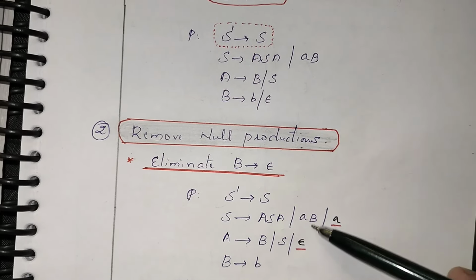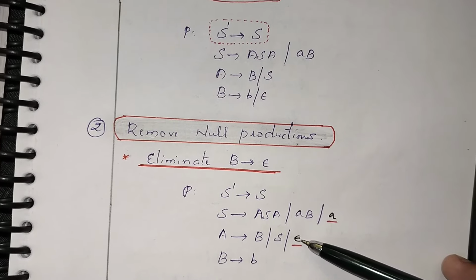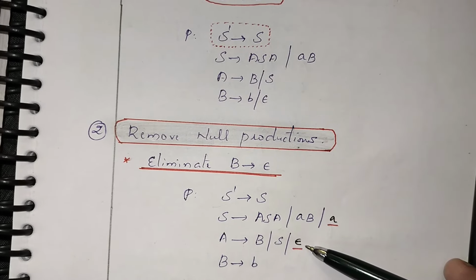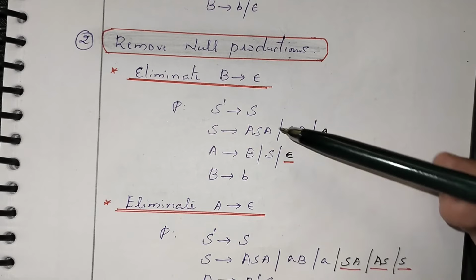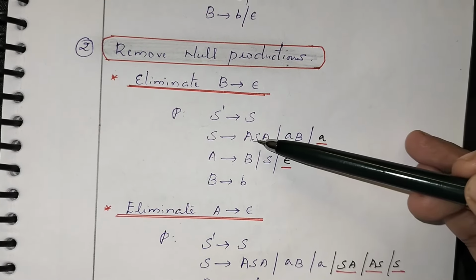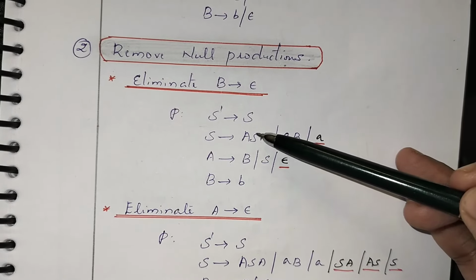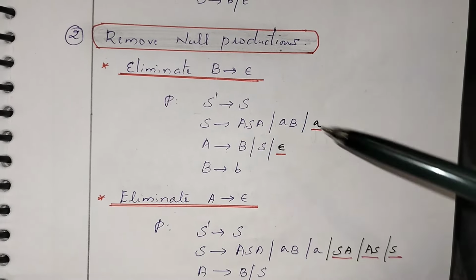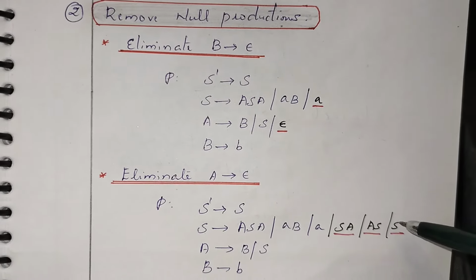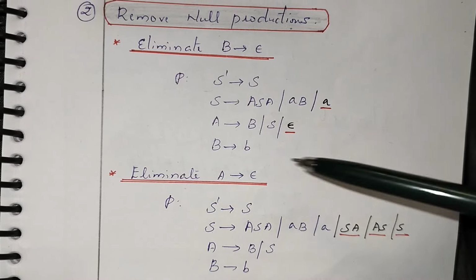Again check this production and check whether any null productions are there. Still you can see A gives epsilon, a null production. So how to eliminate a null production? We need to replace the occurrence of A with epsilon. So what will be the answer? ASA, AB, A. If I am replacing the first A with epsilon, I will get SA. If I am replacing the second A with epsilon, I will get AS. If I am replacing both A with epsilon, I will get S itself. Thereby I eliminated A gives epsilon. So this is the current production.